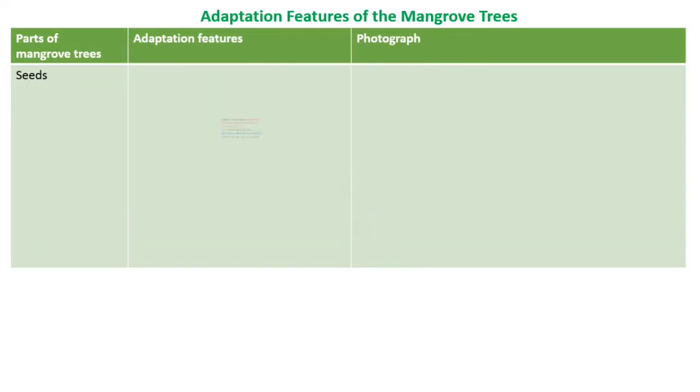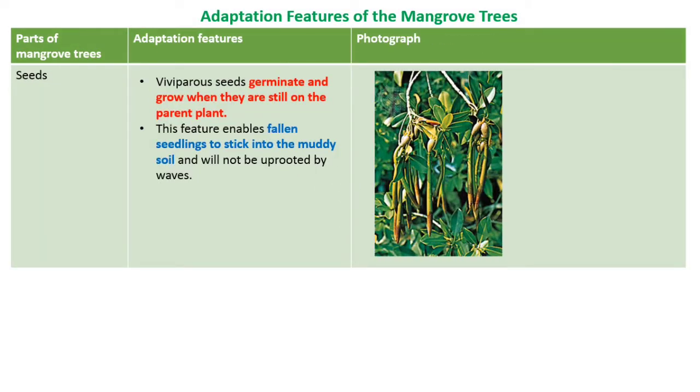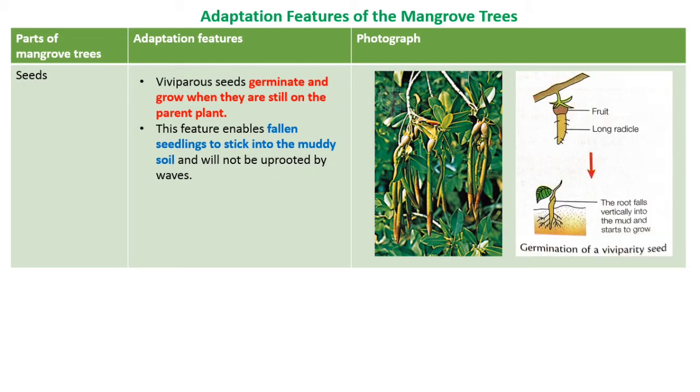Seed. Viviparous seeds germinate and grow when they are still on the parent plant. This feature enables fallen seedlings to stick into the muddy soil and will not be uprooted by wave. So this is the picture of viviparous seed.